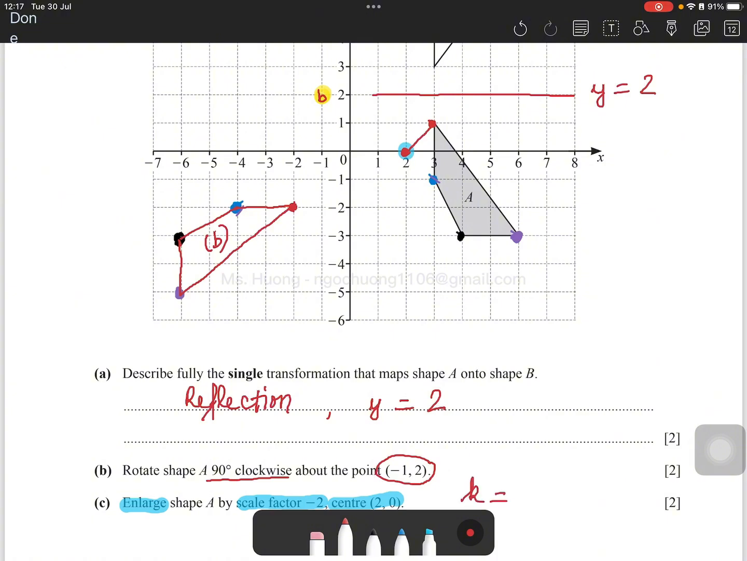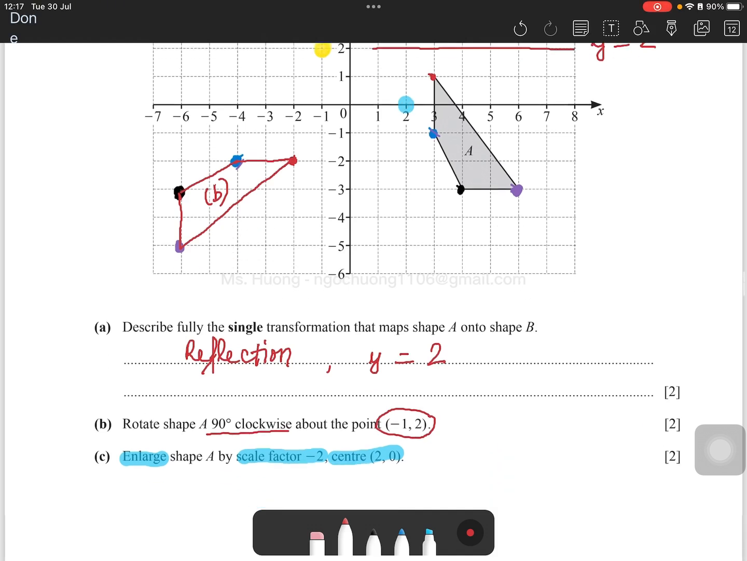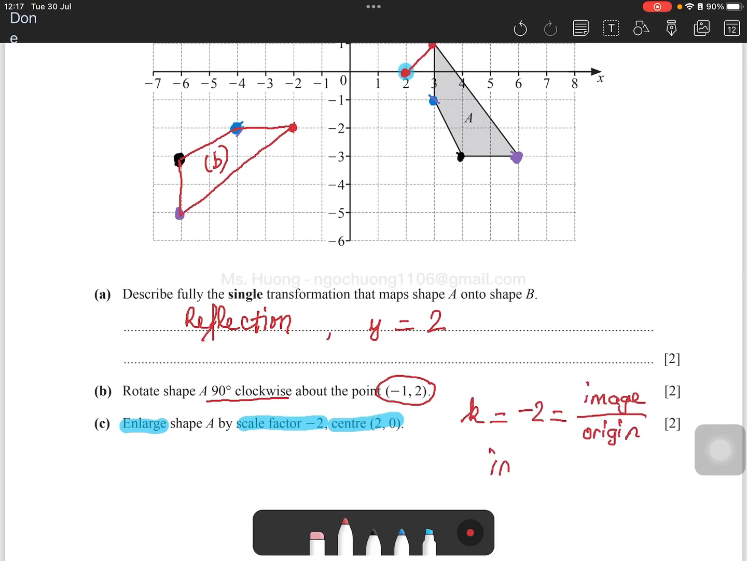If you want the scale factor to be -2, then remember the formula. k is equal to -2, and it is equal to the distance from the center to the image over the distance from the center to the original shape. So this means the image is twice the original. First, the image is twice the original. And second, it is in the opposite direction of the center.